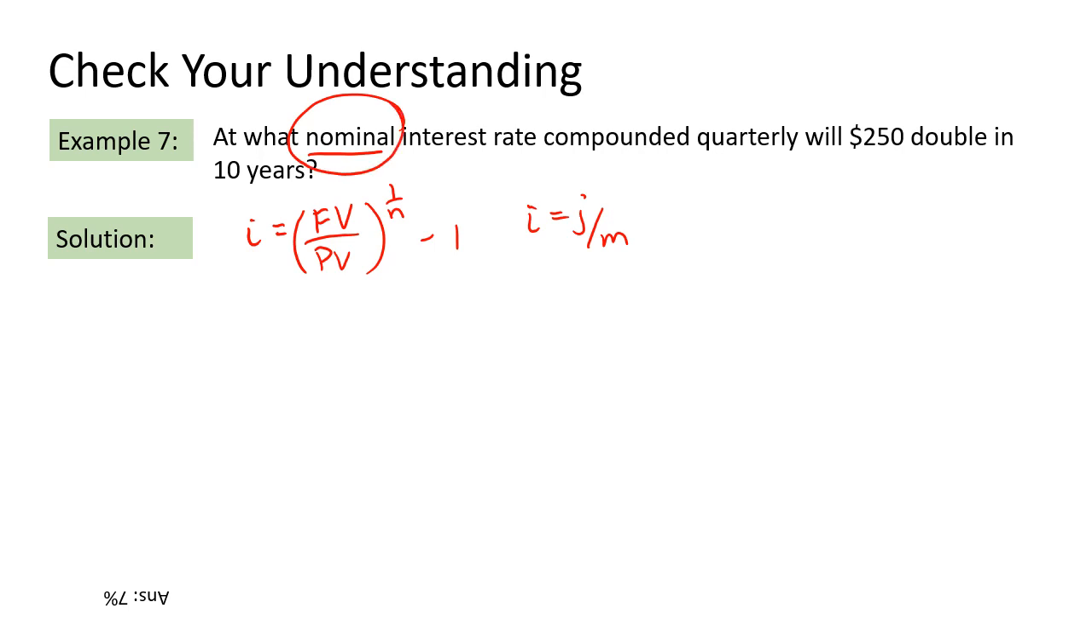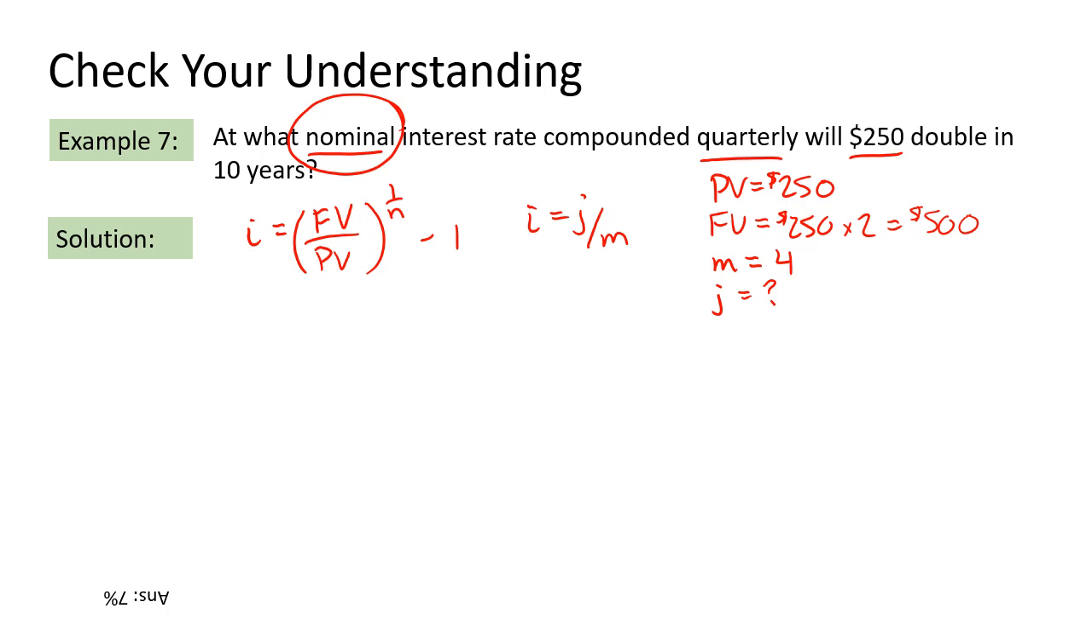So let's look at what we know. Well, it's asking for when $250 will double. So that means our present value is $250, but our future value is double that, which is $250 times 2, which would be $500, right? Because we want to double our money. We also know our number of compounding periods, M, okay? It's given as quarterly, which is 4. We don't know, however, what our nominal interest rate is.